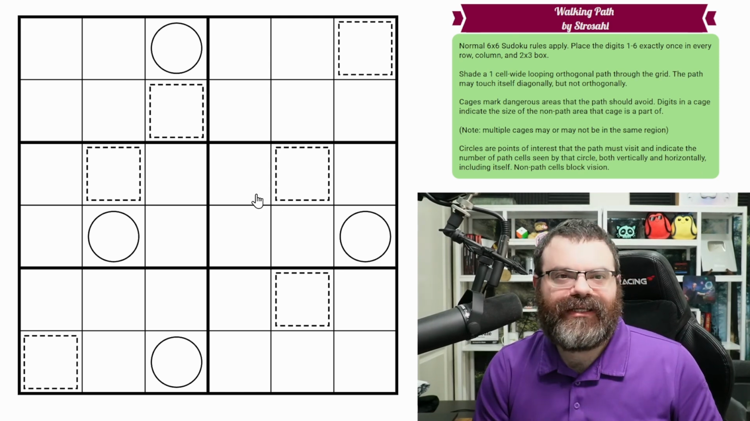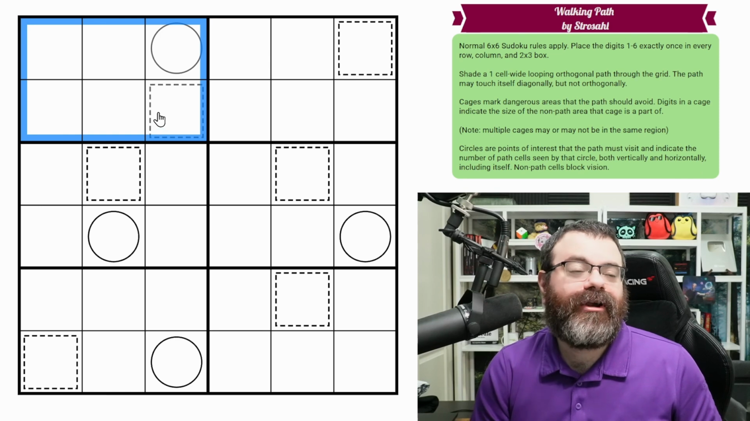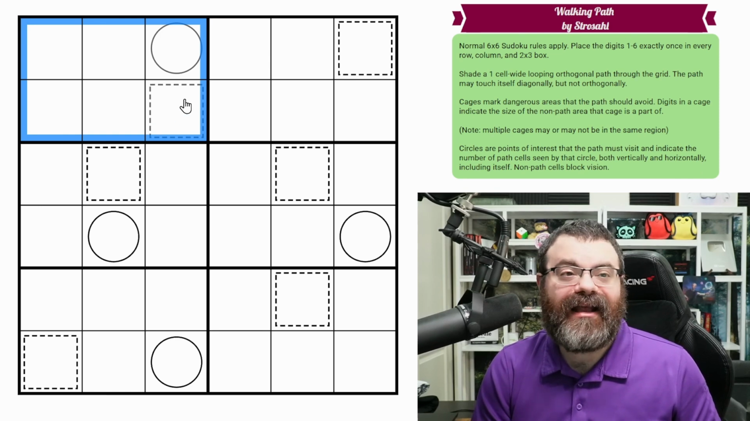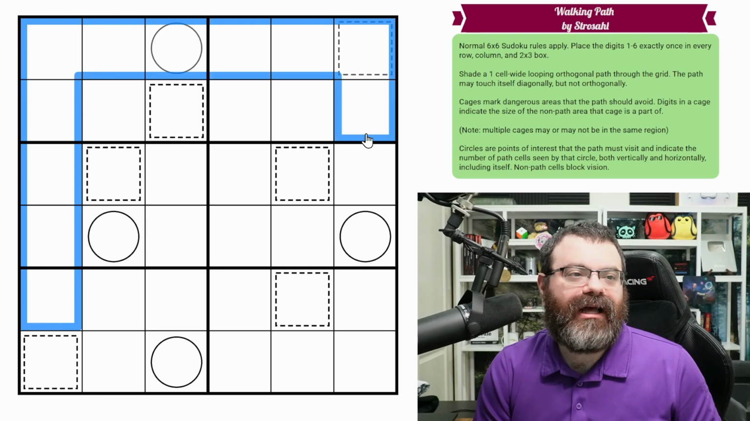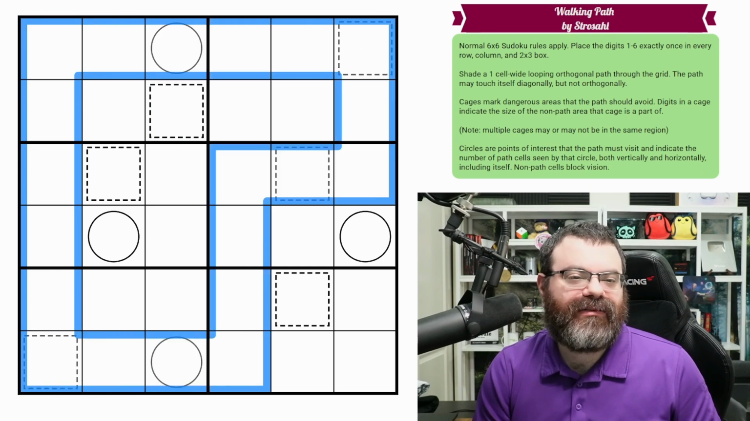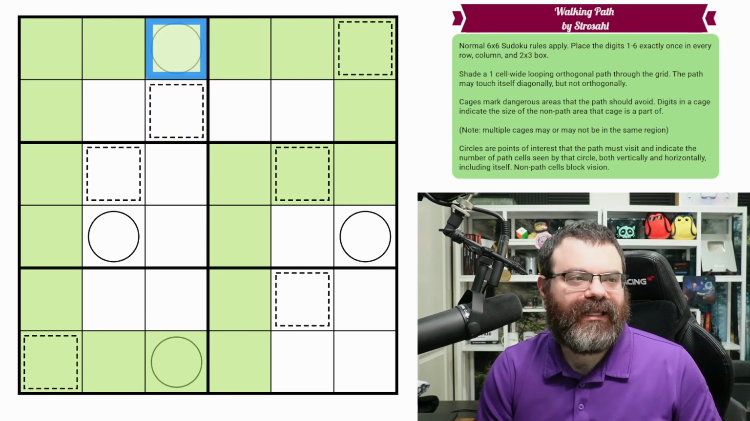We have normal 6x6 Sudoku rules, meaning in each row, each column, and each 2x3 box, we are placing the digits 1 to 6, exactly once each. We're going to be creating a one cell wide, orthogonally connected loop. So what does that mean? Well, you can see this is one cell wide. In fact, can I make it touch itself diagonally? It doesn't matter.